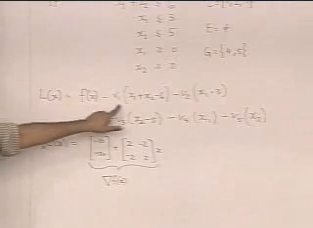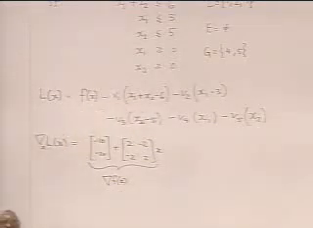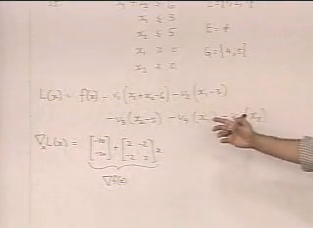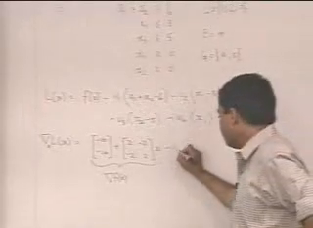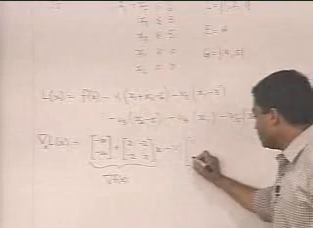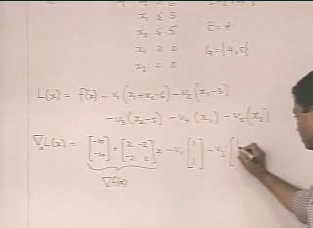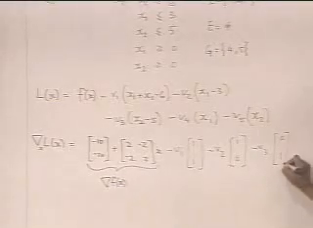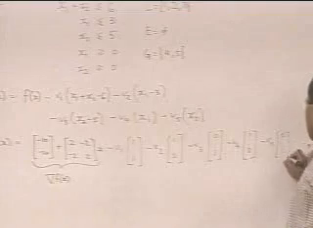Now what do I do with this term? V1 is a constant, so I will simply take the gradient of this function. What is the gradient of x1 plus x2 minus 6? Just the inside part: 1, 1. So minus v1, because that's just a constant sitting outside, times 1, 1. Minus v2 times 1, 0. Minus v3 times 0, 1. Minus v4 times 1, 0. Minus v5 times 0, 1, equal to 0.